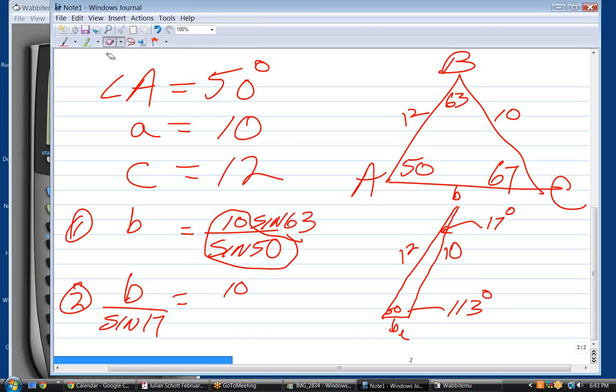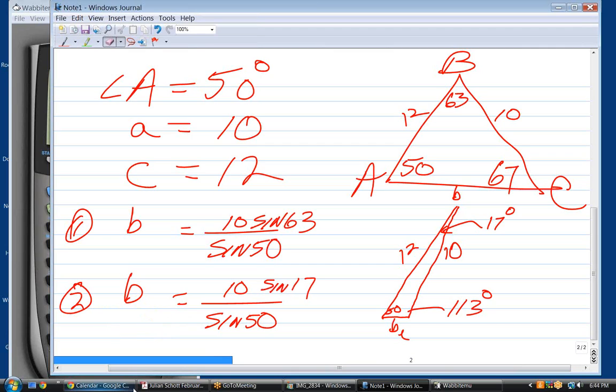These all have to be the same, even though it's two different triangles. These ratios are all the same. That's why it's ambiguous, because they are the same. In other words, 12 over the sine of 67 is the same as 12 over the sine of 113, because the sine of 113 is the same number as the sine of 67. So now this b is 10 times the sine of 17. So that's big B, that's little b.